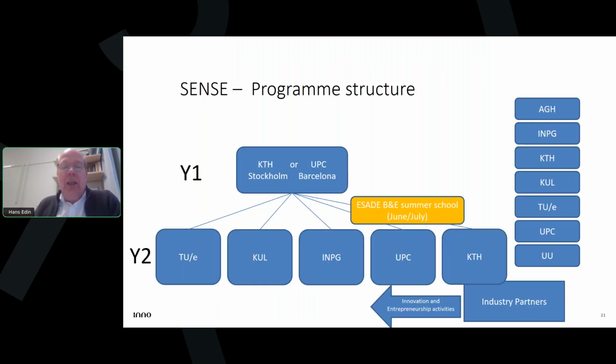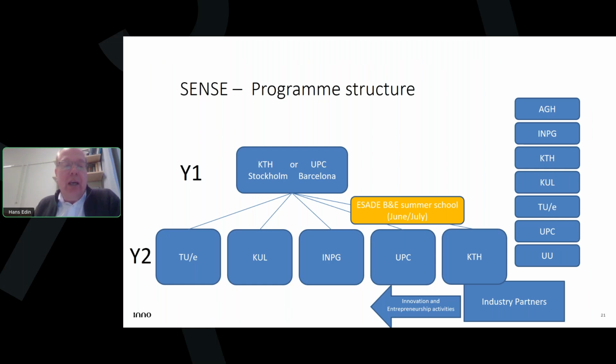A little bit back then to the SENS program structure. So in SENS, you can start the first year either at KTH in Stockholm or at UPC in Barcelona. There you spend your first year with different activities. Then in the summer between the first and second year, we have a business and entrepreneurship summer school with ESADE, which is usually held between mid-June and mid-July. This is an activity that starts already in the spring semester of the first year.